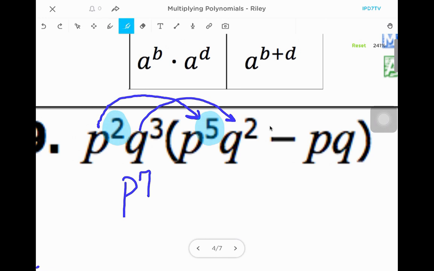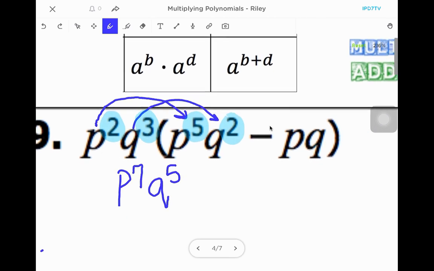Then, when you're multiplying in your second one, you can only do your q's. So your 3rd power of q and your 2nd power of q. Well, that gets you 5. So q to the 5th power. Okay, you can only add your like terms with same bases. Okay, you're never going to do 2 plus 2 because P and Q can't be added together because they are not the same letter.